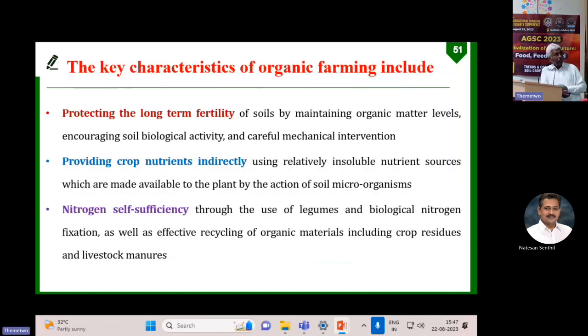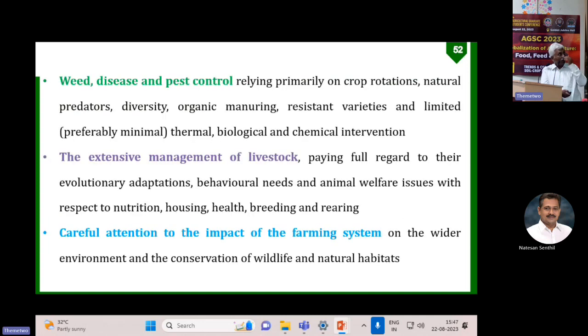You know very well the characteristics of organic farming. They protect the long-term fertility of the soil, provide crop nutrients directly, and offer nutrient self-sufficiency. As a part of this, organic farming also helps us maintain soil health. In organic farming, whether for weeds or pests, organic means can help us maintain soil health, preferably without leaving residues in the soil.